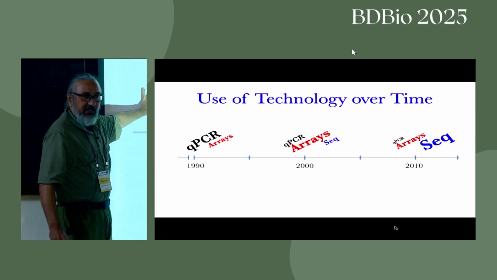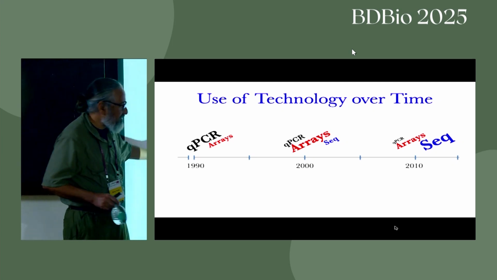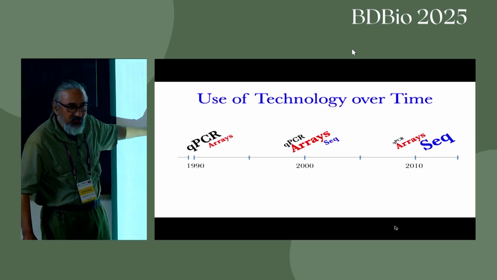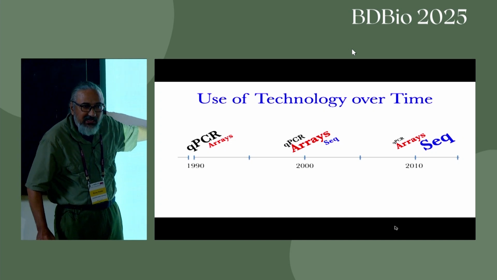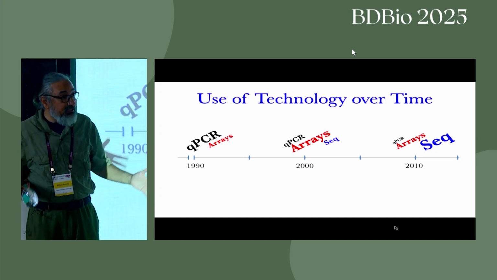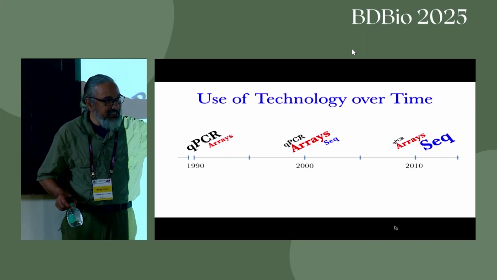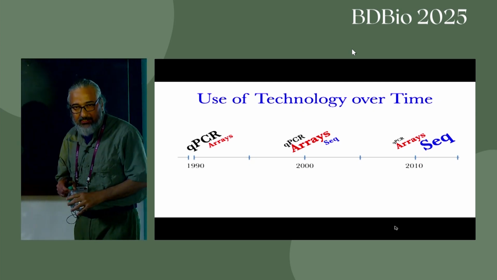The size of the letter represents the amount of data present in those times. If you are in 1990, the amount of data generated with qPCR was largest, because arrays were just beginning to peek their head in. As you go to 2000, arrays dominated the field. Everything was generated by arrays. As you move to 2010 onwards, sequencing took the larger share.